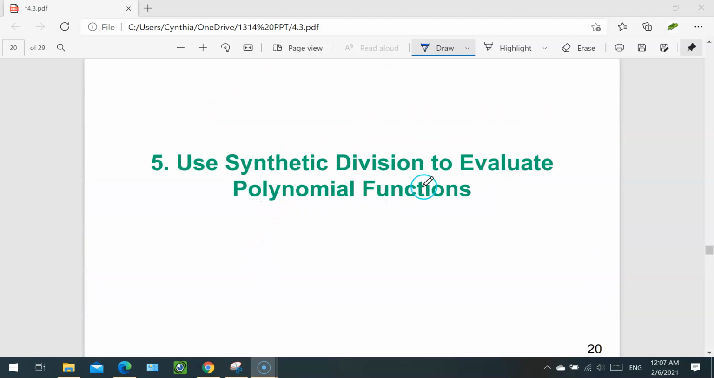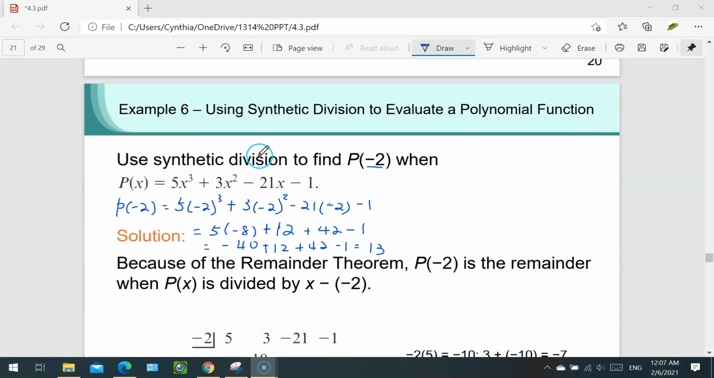Use synthetic division to evaluate the polynomial functions. So use synthetic division to find p of -2 when the polynomial function is a degree 3 function. We simply substitute x equals -2 and do the same process to replace each of the x terms in the function.